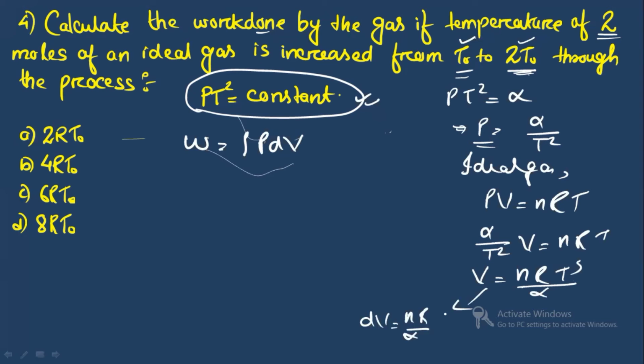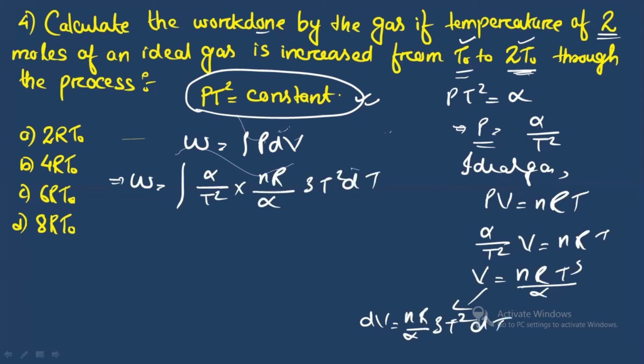When you calculate dV from here, nR by alpha is constant, and T cube will give you 3T square. Now you will substitute these values. So W equals the integral of P, which is alpha by T square, times dV, which is nR by alpha times 3T square dT. Here this T square will cancel this T square, and this alpha will cancel this alpha. Now W equals nR, which is constant, and 3 is also constant. The integration limit will be T naught to 2 T naught, because the temperature is increased from T naught to 2 T naught, and this is dT.